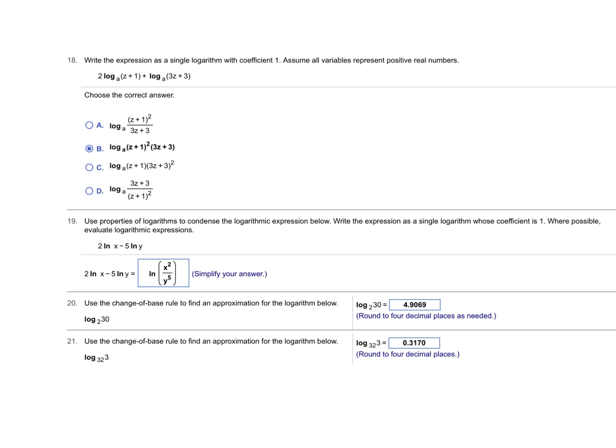So this 2 moves to be an exponent. So I have log base a of z plus 1 squared plus log base a of 3z plus 3. It's the same base on both, and I'm adding, so that can be rewritten as log base a, and then everything else is just multiplied: z plus 1 squared times 3z plus 3.